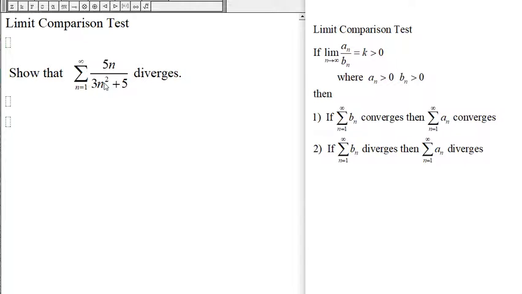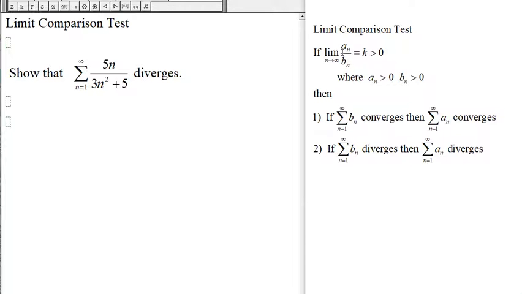Here we have the series 5n divided by 3n squared plus 5, and we want to use the limit comparison test to show that this series diverges. And so once again, to use the limit comparison test, we call the given series right here the series A sub n. In this case, we want to show that the series A sub n diverges, so we have to come up with a series B sub n, and then show two things.